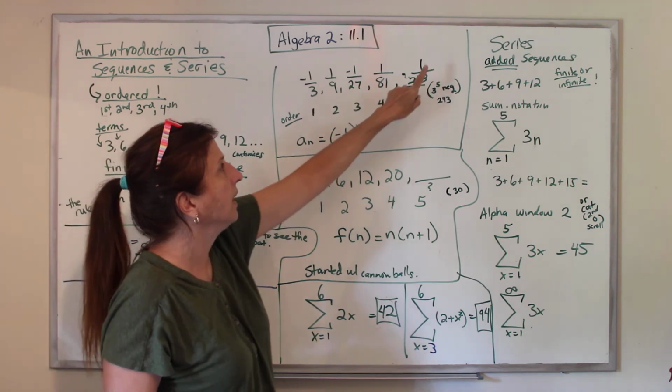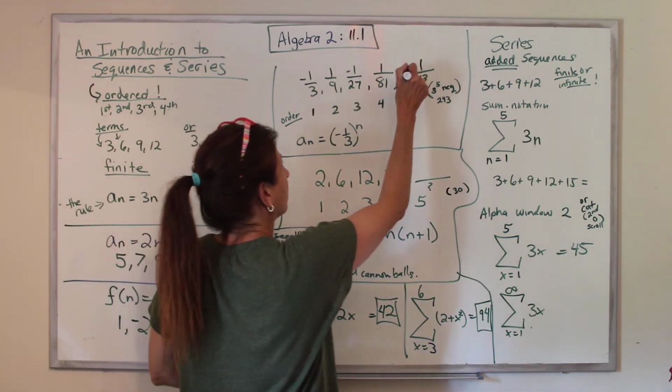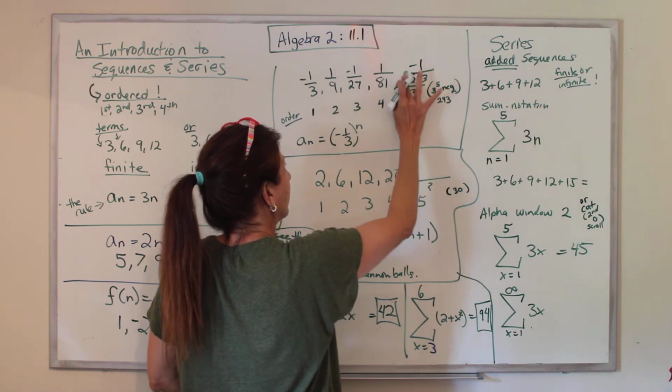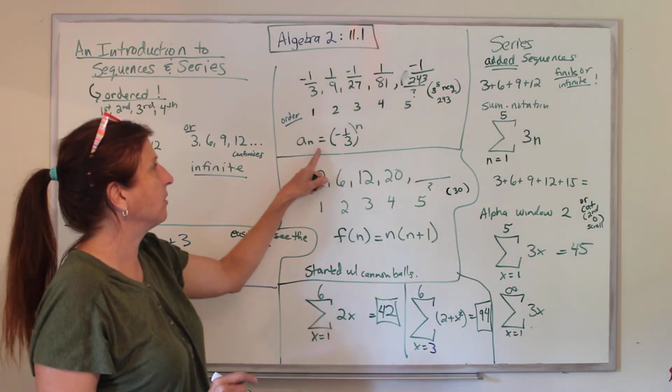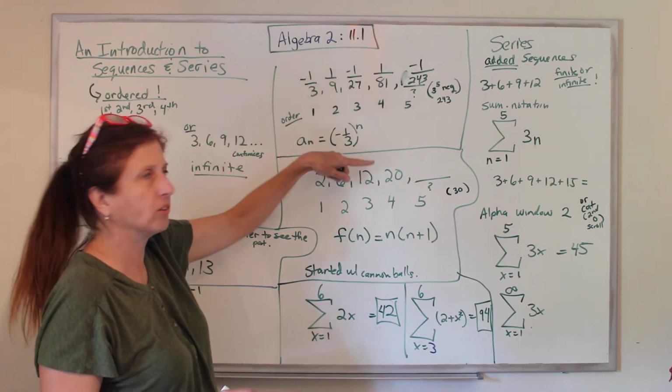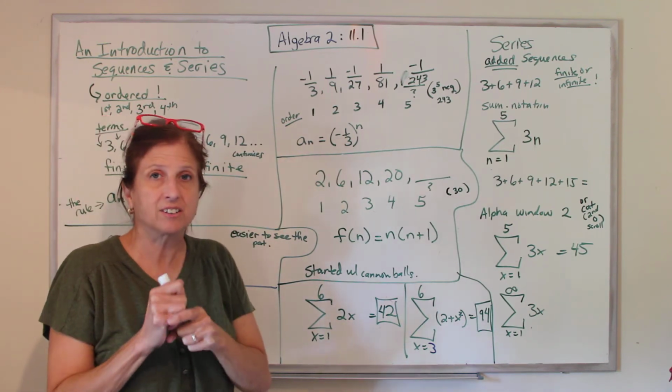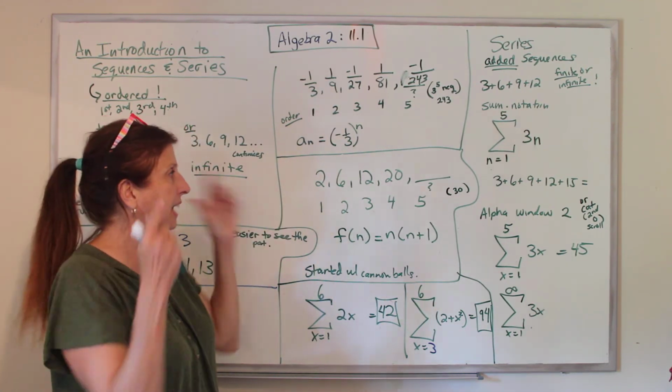Positive to the fourth, negative to the fifth. It's kind of hard to see my negative there. Let's put it up there. I like them in the numerator. Alright, so it's harder to go from the pattern to the rule. It's kind of fun though, because it's a puzzle and you gotta work through it.